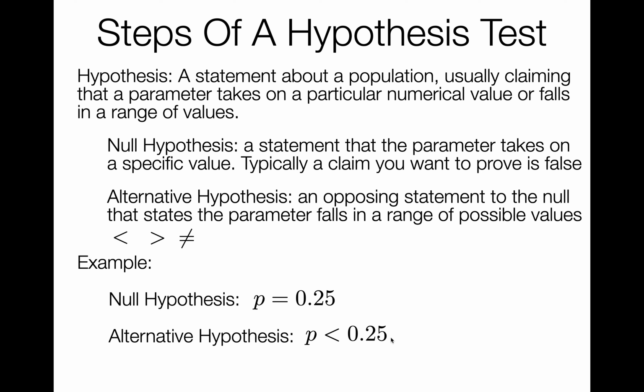Okay, so the null hypothesis is a statement of agreement. I usually like to call it a statement of agreement. It's always equaling something. And the alternative hypothesis is always going to be some sort of inequality. It could be less than, greater than, or not equal to.